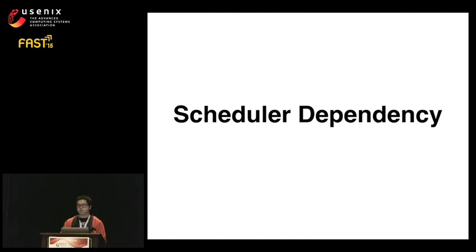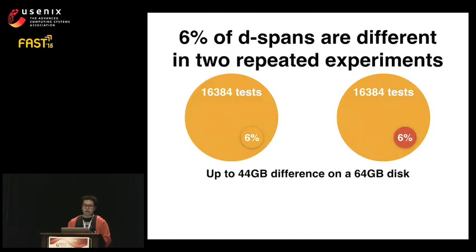Now let's describe the scheduler dependency. Actually, the discovery of this issue is based on an interesting observation. We thought we had controlled all the factors that influence the data layout on disk, and we expected our experiment to be deterministic. But when we repeat the same experiment twice, we find that 6% of these bands are different. And the biggest difference is up to 44 gigabytes, which indicates potentially a very large data layout variation.